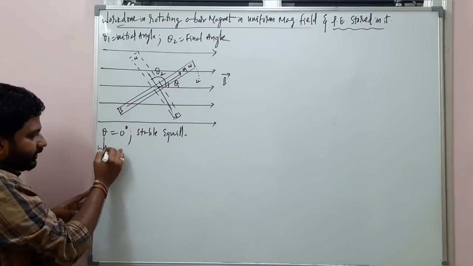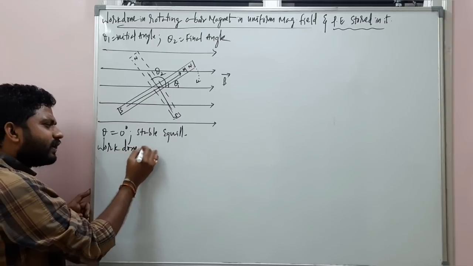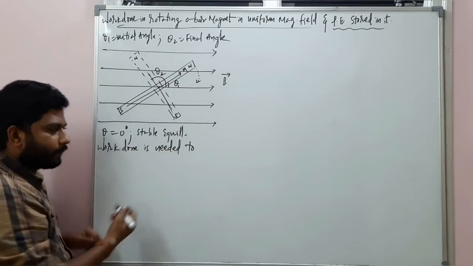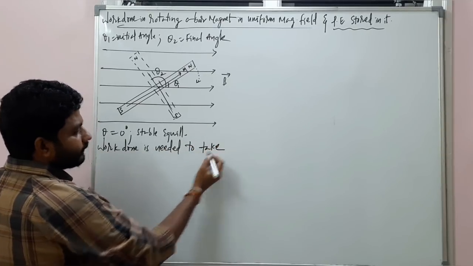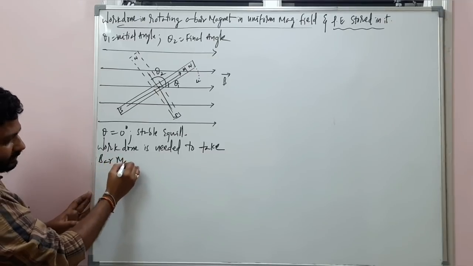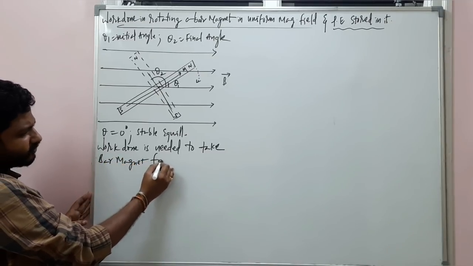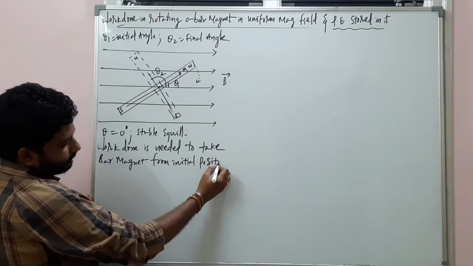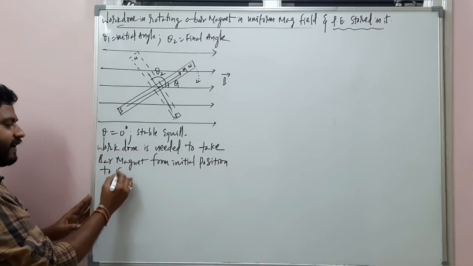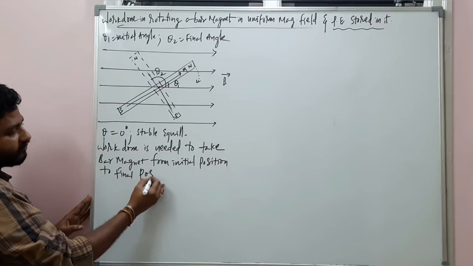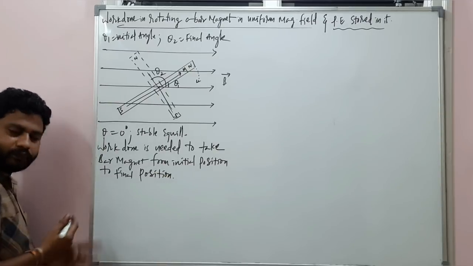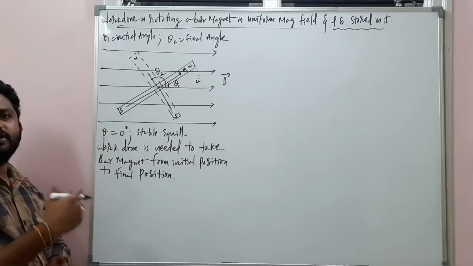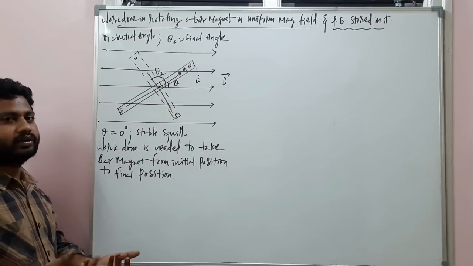So I am writing here, there is some work done needed to take the bar magnet from initial position to the final position. Initial position to what? Final position. Is it clear? So directly from this theta 1 to theta 2, how much is the work done required? So that's difficult to find out.